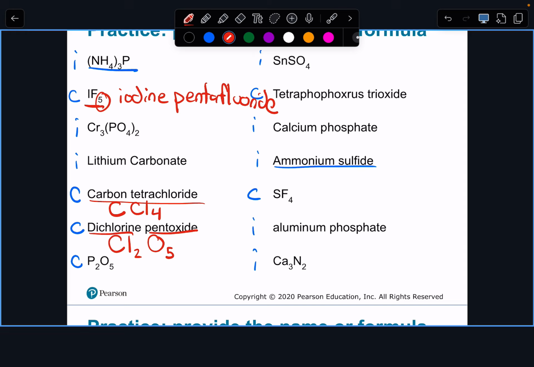The last one there, di for 2, phosphorus. So the ending is only for the last one. So we leave it diphosphorus, and then oxygen goes to oxide. Diphosphorus pentoxide.